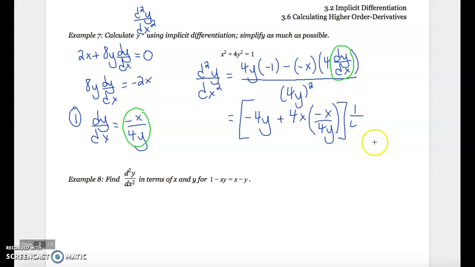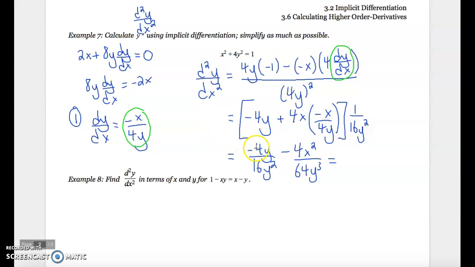Oh, I guess we could write it as 16y squared, like that. And now we're just going to multiply everything through and simplify out my y's. So I'll end up with negative 4y over 16y squared, plus, well, actually minus, because negative x times 4x would give me negative 4x squared over 64y cubed, correct? Awesome.